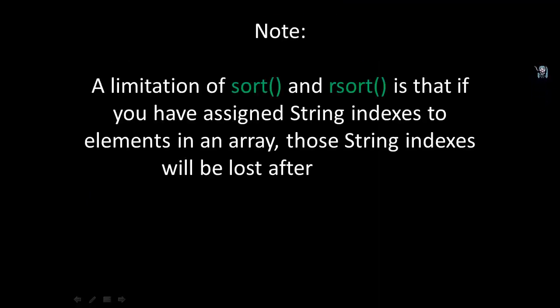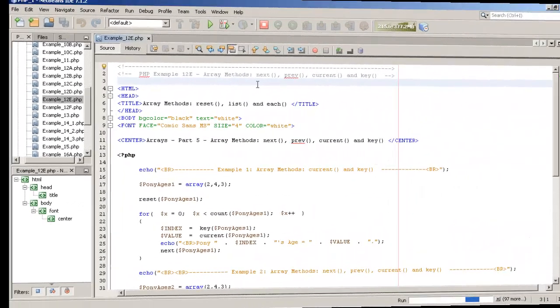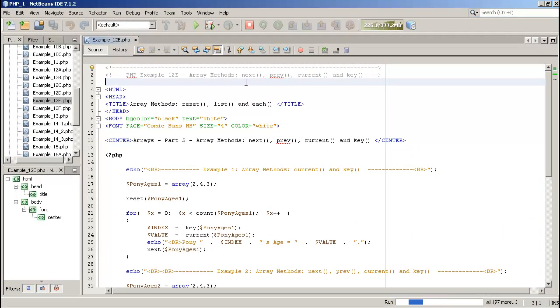Note, a limitation of sort and rsort is that if you have assigned string indexes to elements in an array, those string indexes will be lost after the sort. To keep string indexes after a sort, use asort or arsort. Here are some examples using additional built-in array methods in PHP, like next, prev, current, and key.